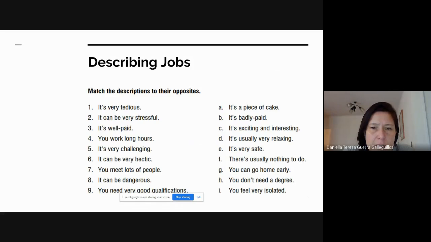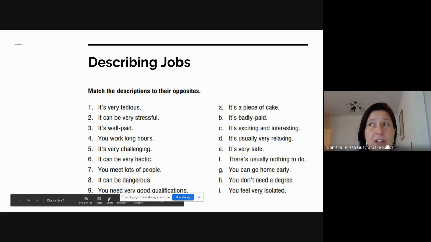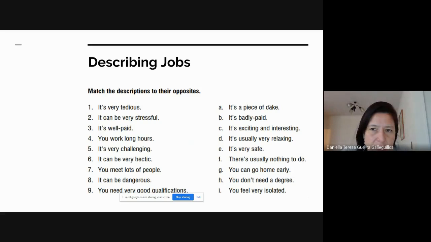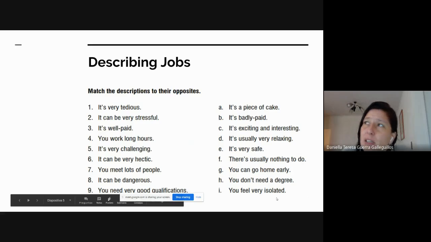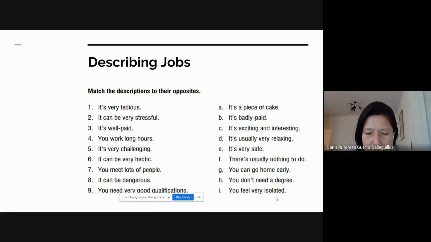You work long hours. The opposite would be a sentence saying you can go home early. Or you work part-time. Could be. It's very challenging. And it's a piece of cake could be the opposite, because challenging is something that is difficult and brain consuming, while a piece of cake is something easy and easy to handle. You meet lots of people. And the opposite could be you feel very isolated. Isolated is when you are alone, separated from the rest.